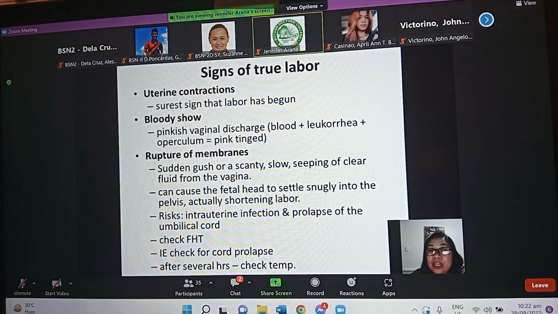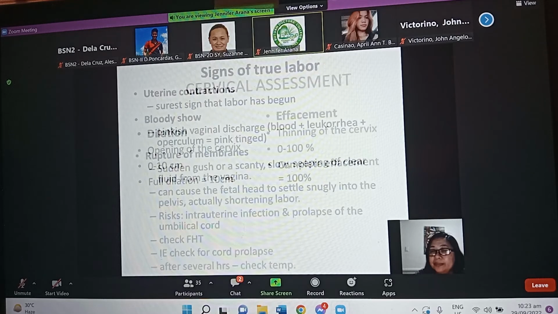heart tone. Check that, because the patient is prone to prolapse of the umbilical cord. Okay, you also do an internal examination to check for cord prolapse. And after several hours, check the temperature of the mother because intrauterine infection could occur after the rupture of membranes.